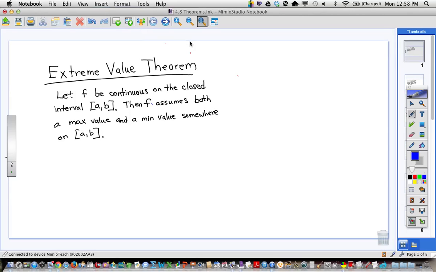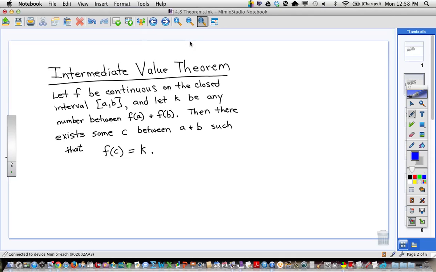So just to review, so we had the extreme value theorem, let f be continuous on a closed interval AB, then f will assume both a max value and a min value somewhere on that interval. So extreme values, it's max and min kind of thing. Intermediate value, let f be continuous on the closed interval AB and let k be any number between f of A and f of B. Then there exists some c between A and B such that f of c equals k. Now, that's how I would want you to state it, something very close to that. I don't want you to say it's going to hit all the y values in between the endpoints.